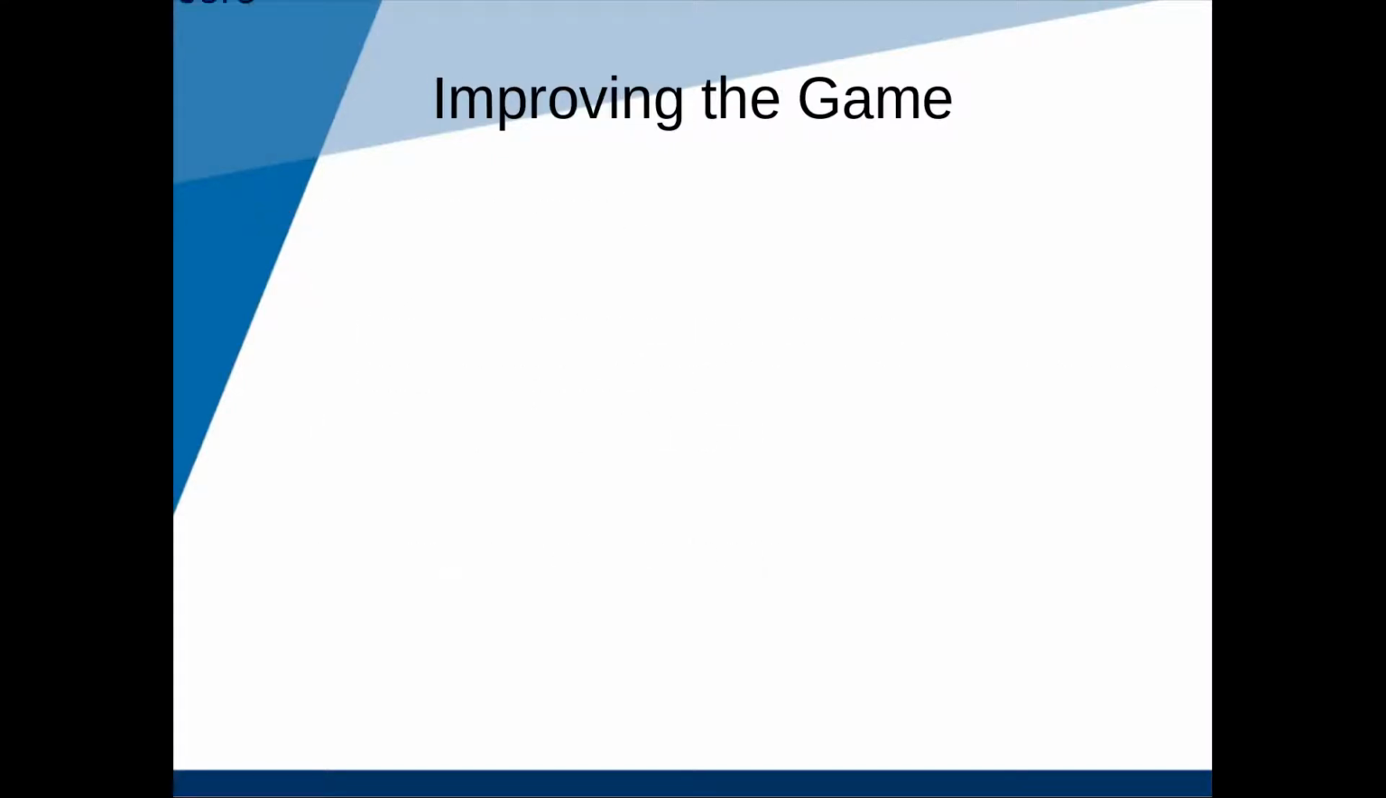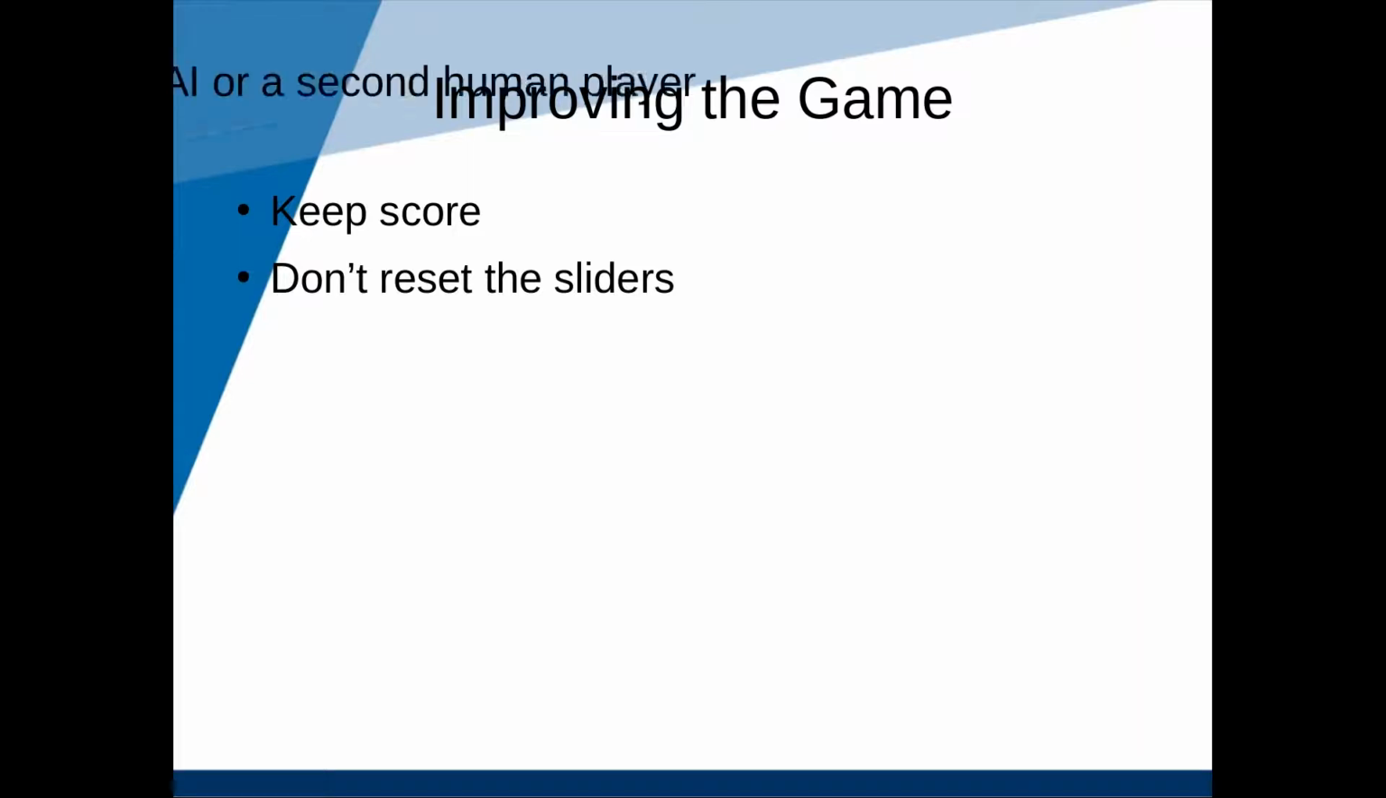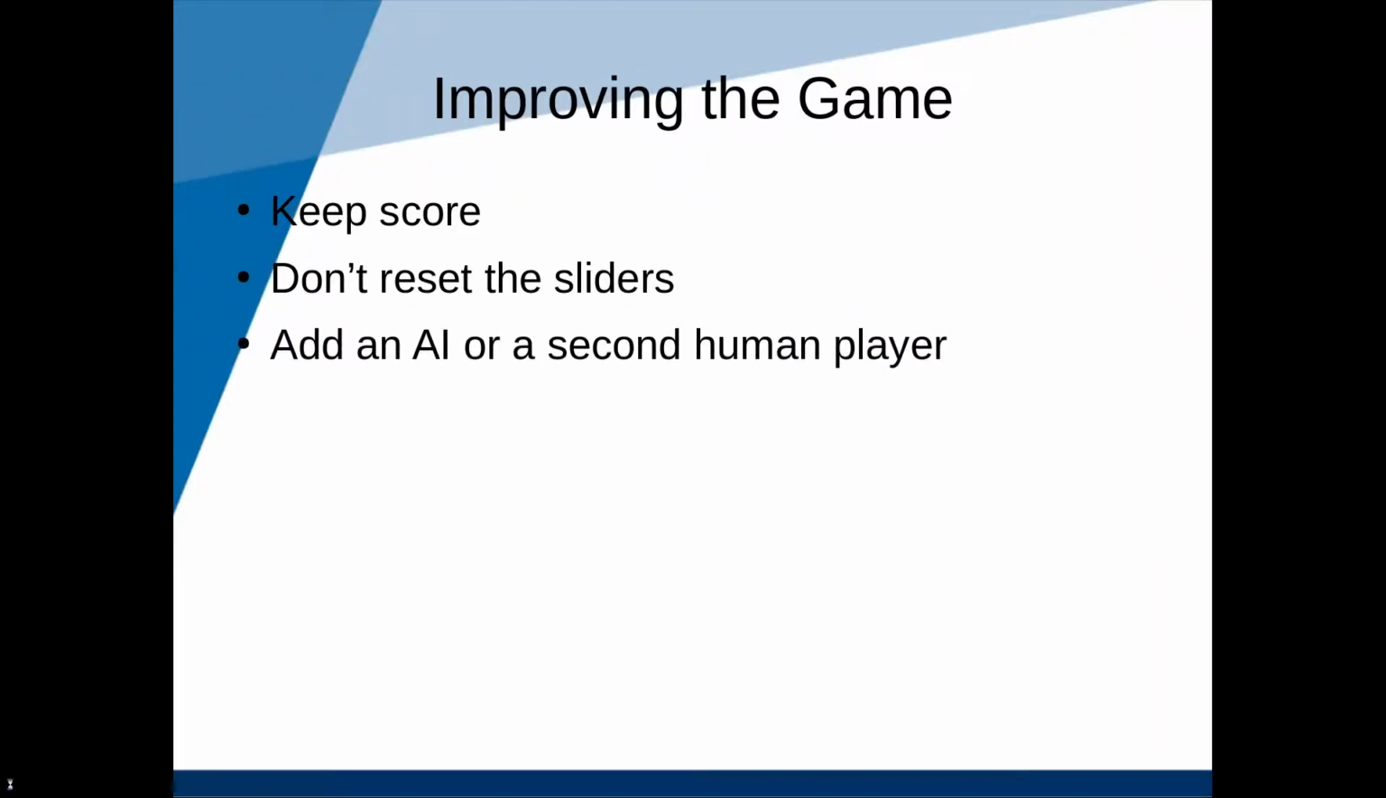For example, we could have something to keep score as to how many times we hit and miss. Also, every time the game resets, the sliders reset. Instead of resetting the sliders, there should be a way to keep the sliders at the same level even as the game resets. And we could, for example, add a second player, like a computer player or a second human player. But I'm not going to cover any of that. If you do feel like doing that as an exercise, then I do encourage you.